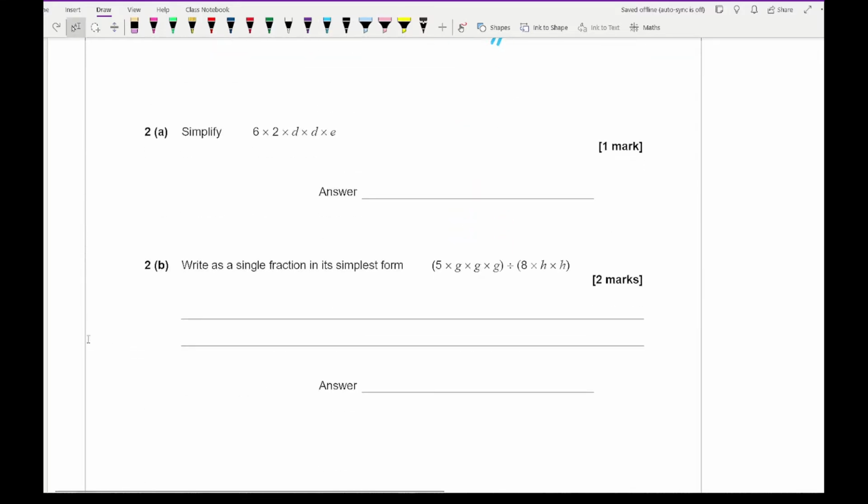And looking at question 2, it says simplify. So again, you want to multiply numbers with numbers. So 6 times 2 is 12. D times D, which is D squared. And then we've got an E, which is by itself. So it's 12D squared E.